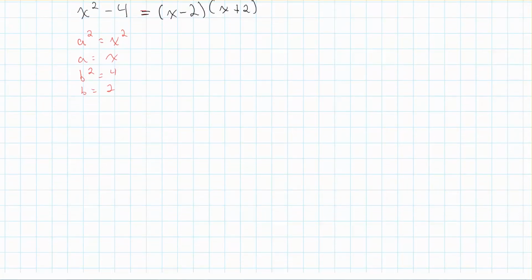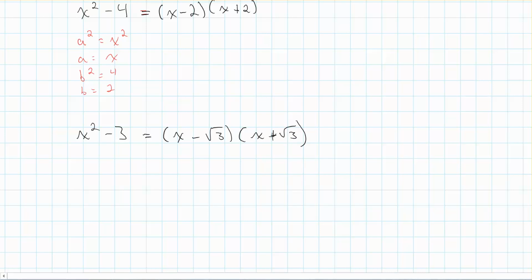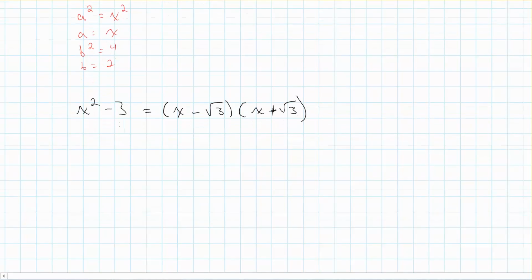Now you can use this a lot more than you might think. Let's look at one more example here. Let's say we had x squared minus 3. Some people look at this and they don't see a difference of two squares. But remember, you can always take square roots of numbers. And so this would factor, if we think about it for a second, as x minus the square root of 3 times x plus the square root of 3. Again, you can FOIL that out to verify.